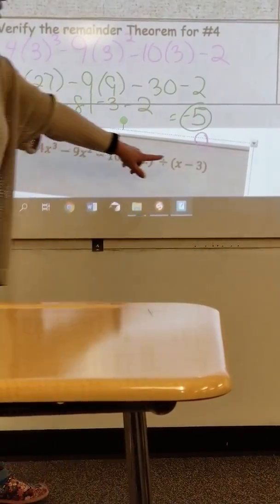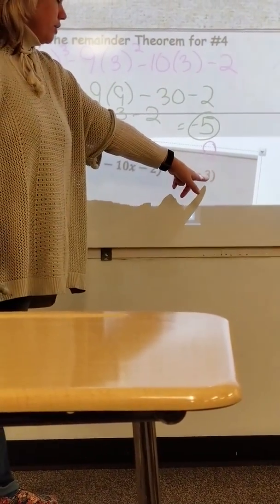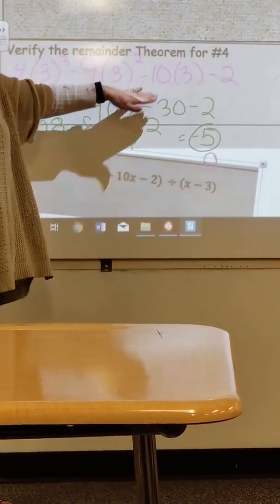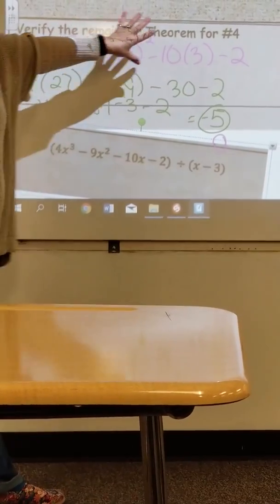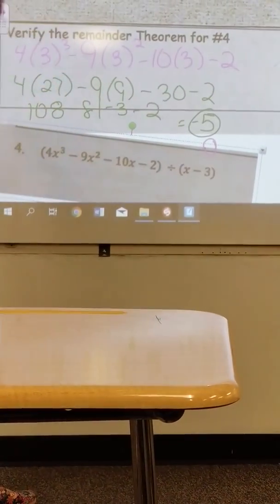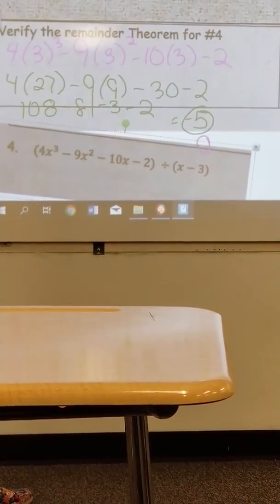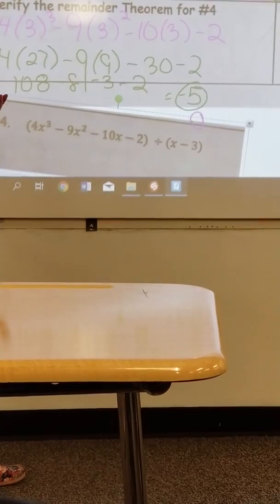So dividing by this is the same as if you set it equal to 0 to get 3, because 3 minus 3 equals 0, and plugging it back into the equation. Now, if you plug it all back into the equation and you get 0, then that's where it crosses the x-axis, and that's an actual 0 of your function. So that's one of the ways that we use it.